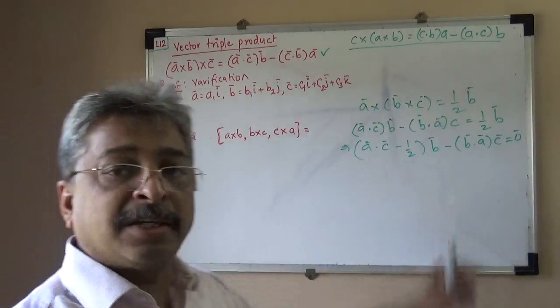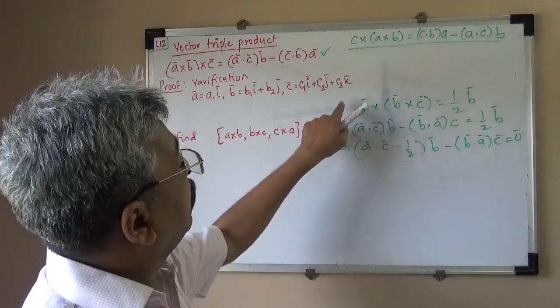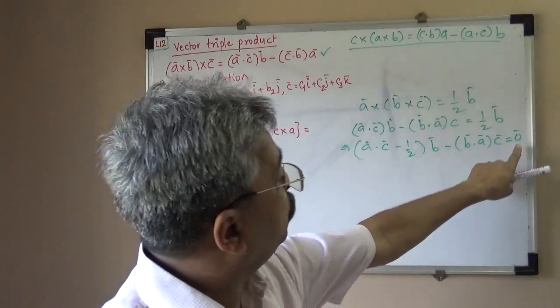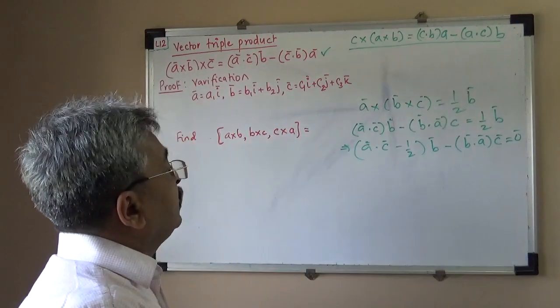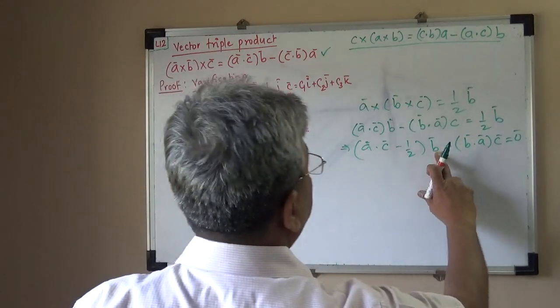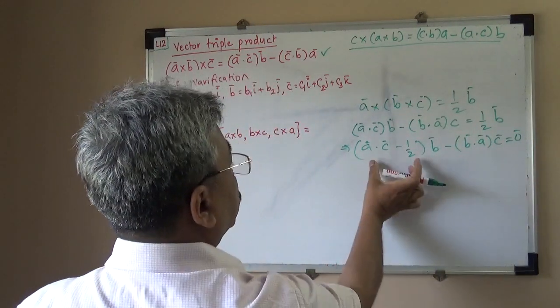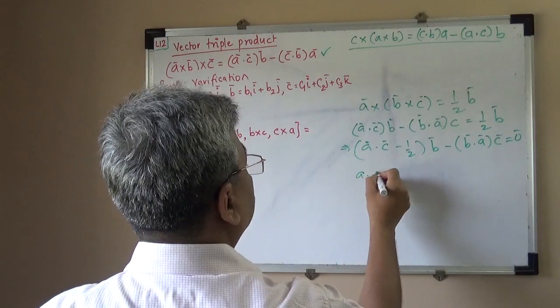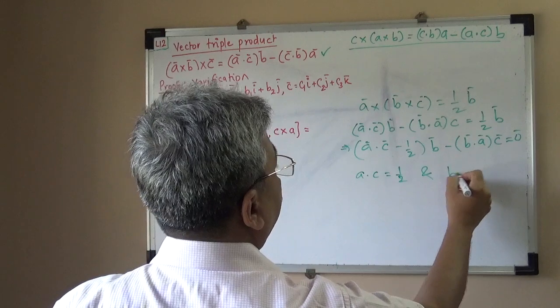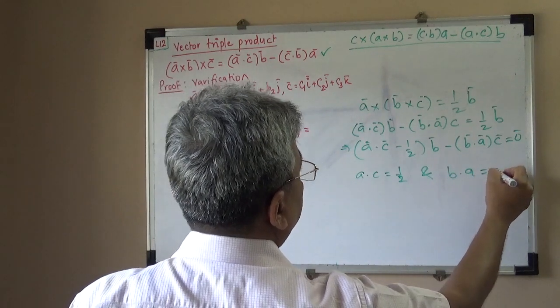Right? So this is the expression that we get after simplifying the given expression, which means if I want to produce the 0 vector, then this must happen and A, B, C are non-zero. Therefore B is not 0, C is not 0. Therefore this quantity should be 0. So A dot C is equal to half and B dot A is equal to 0.